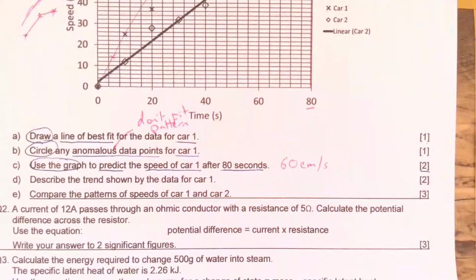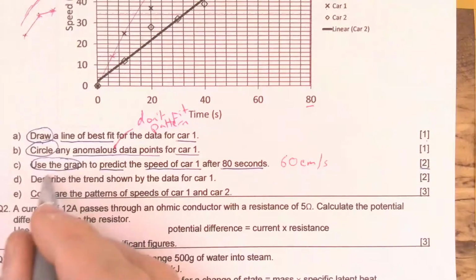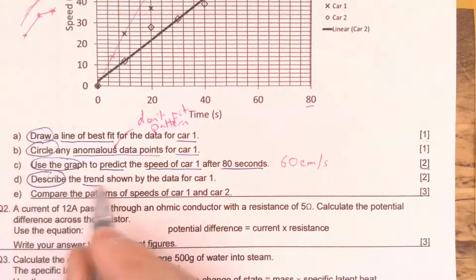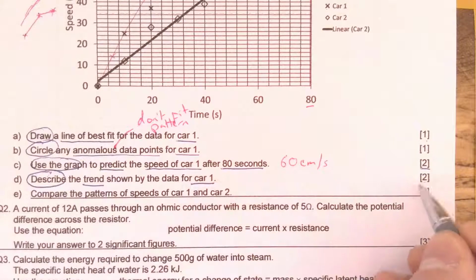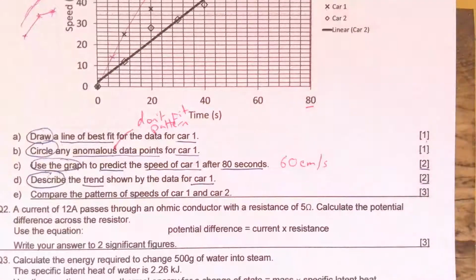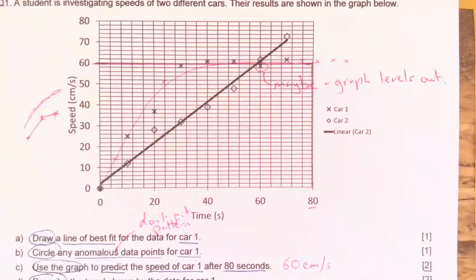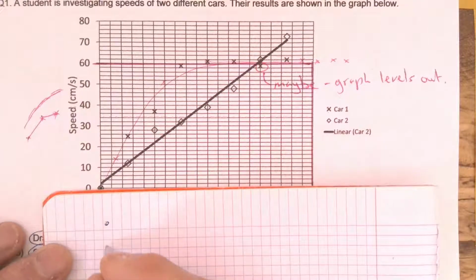Describe the trend shown by the data for car 1. Okay, so this is a describe question, so say what I see. The trend is just another word for pattern. It's worth 2 marks, so there's no point at all me talking about car 2 here. This is the perfect opportunity for me to use the perfect conclusion statement that we spoke about in the last walking talking mock. It's worth 2 marks, so 2 bullet points. 1, 2.